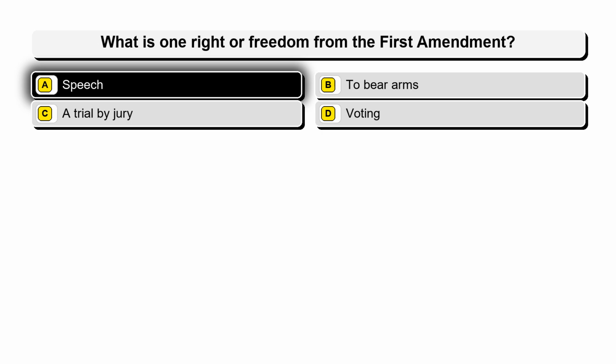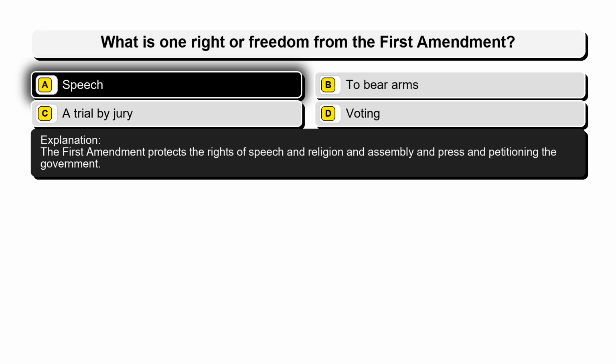The correct answer is option A, speech. The First Amendment protects the rights of speech, religion, assembly, press, and petitioning the government.